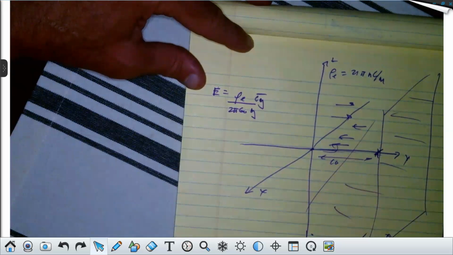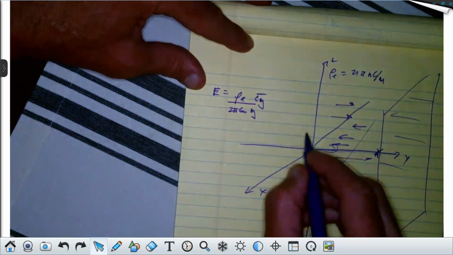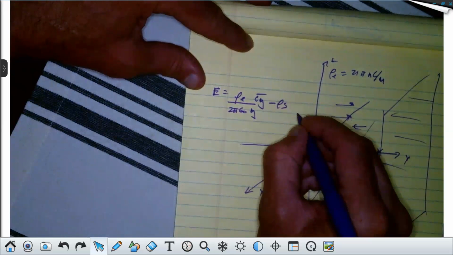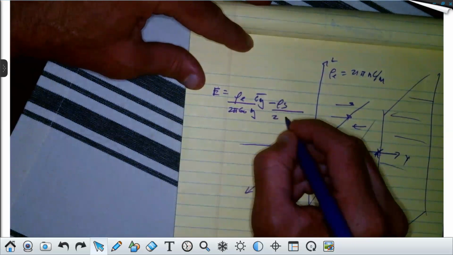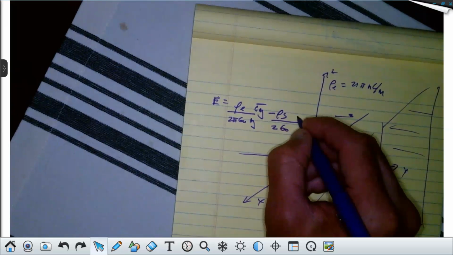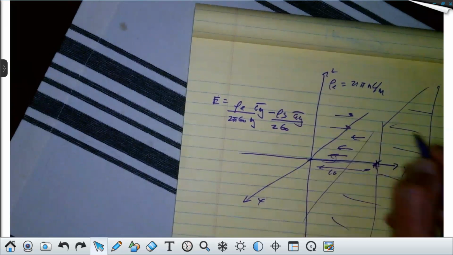Then the electric field from the plane between 0 and the plane would be minus rho S divided by 2 epsilon naught. You can look in your book on this one. And it has the minus sign to it, a_y. That would be the total electric field. Do you agree with that?